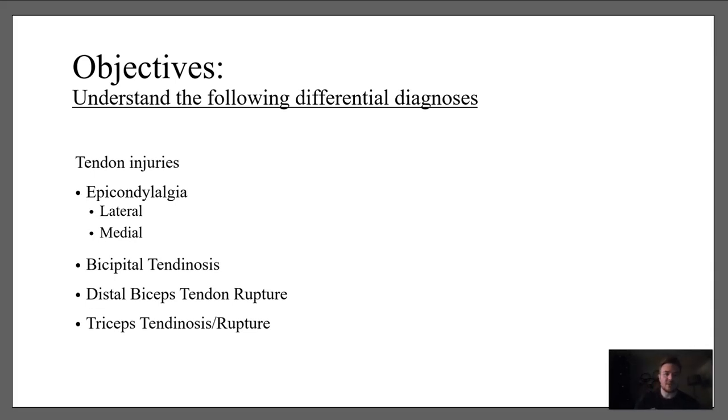So what we're going to learn about today is tendon injuries for the most part. The big 2 are epicondylalgia of both lateral and medial origin. So you know this as tennis elbow and golfer's elbow probably, and so we will dive deeper into this. We're also looking at bicipital tendinosis as well as distal biceps tendon rupture, and likewise on the opposite side of the arm, we're going to look at triceps tendinosis and triceps rupture. So not a lot of differential here, but the most common contractile tissue issues, if you will.